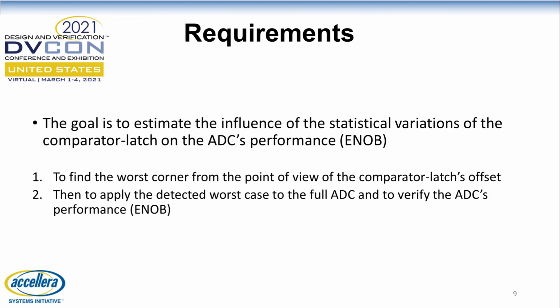Here are the simulation requirements. Our goal is to estimate the influence of the statistical variation of the comparator latch on the ADC's performance, the effective number of bits. We do this in 2 steps. We first want to find the worst corner from the point of view of the comparator latch's offset using an efficient statistical variation method, and then to simulate the full ADC under the worst case condition and to verify the ADC's performance, the effective number of bits.